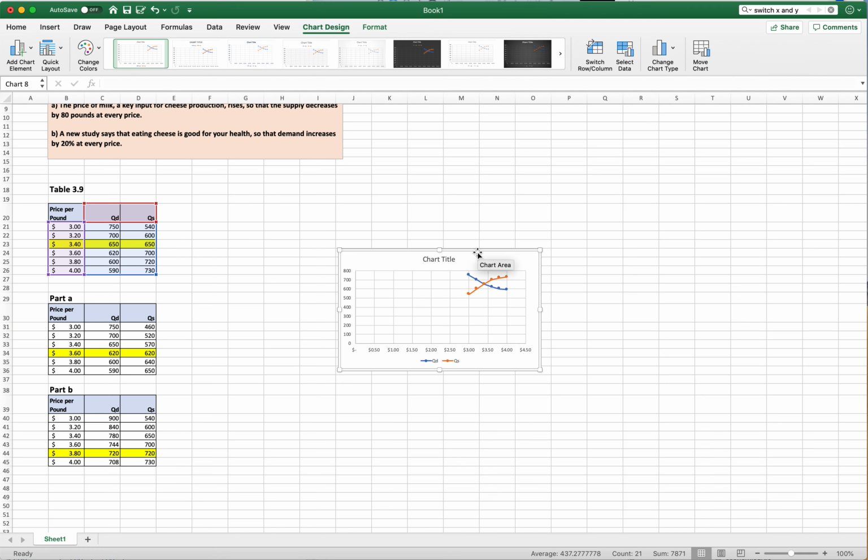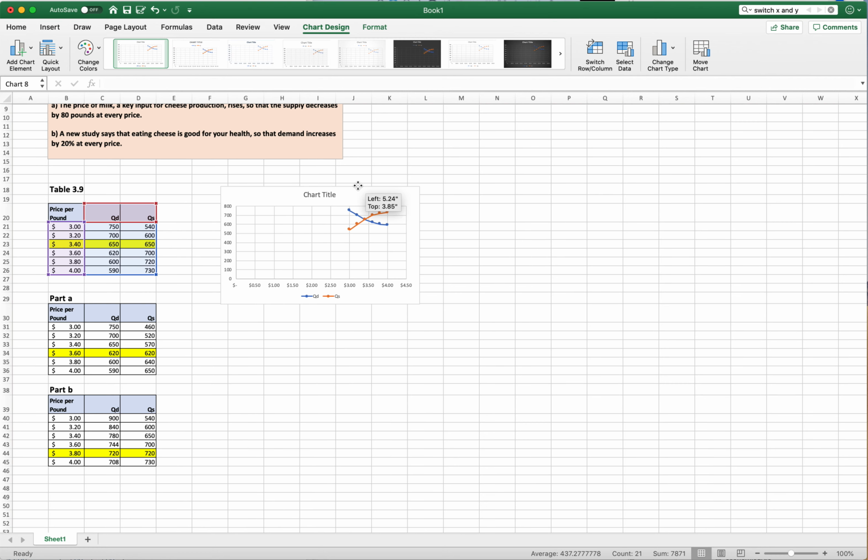So I get my chart right there. Well, now it looks different because it's really smaller, but it goes from 0 to 450 along the x, which is the price. It's in the wrong spot. And it goes from 0 to 800, which is the quantity on the y-axis. And I want to flip those if I can.